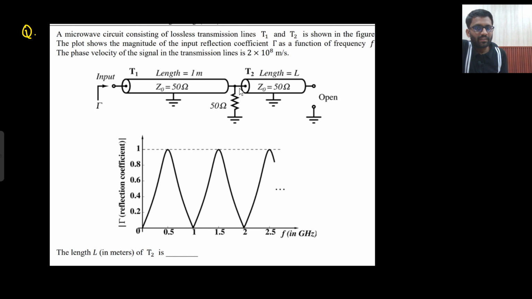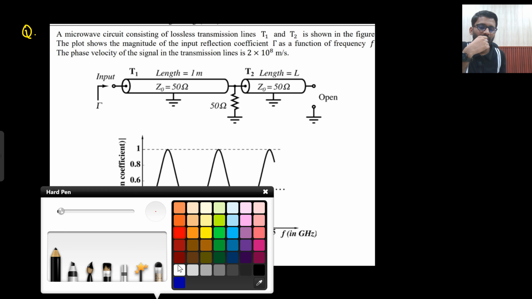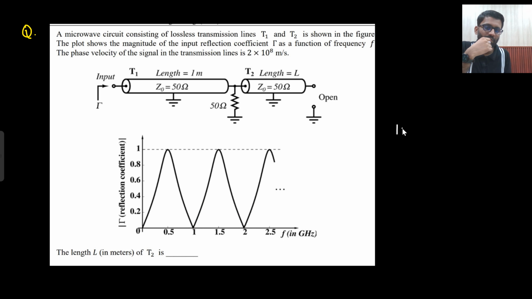This transmission line is given, then there is a load, then another transmission line is given, then an open circuit load is there. They have given this reflection coefficient gamma at the input side, and they have given the magnitude of that. What will be the magnitude of this gamma? That would be equal to ZL minus Z0 upon ZL plus Z0, if I talk about the magnitude.